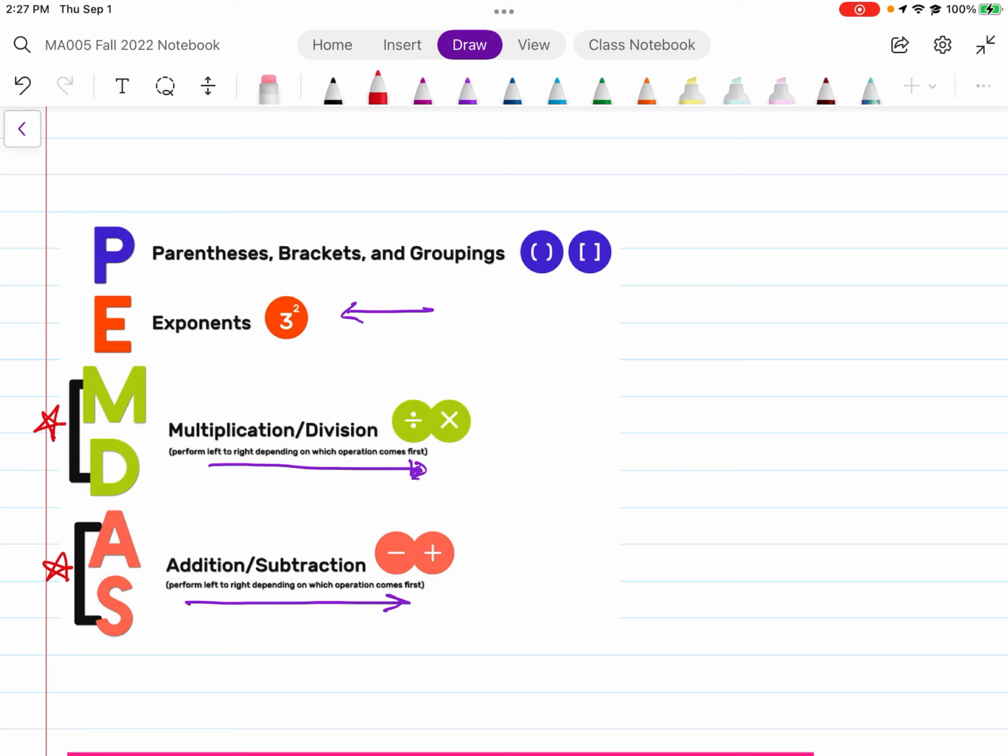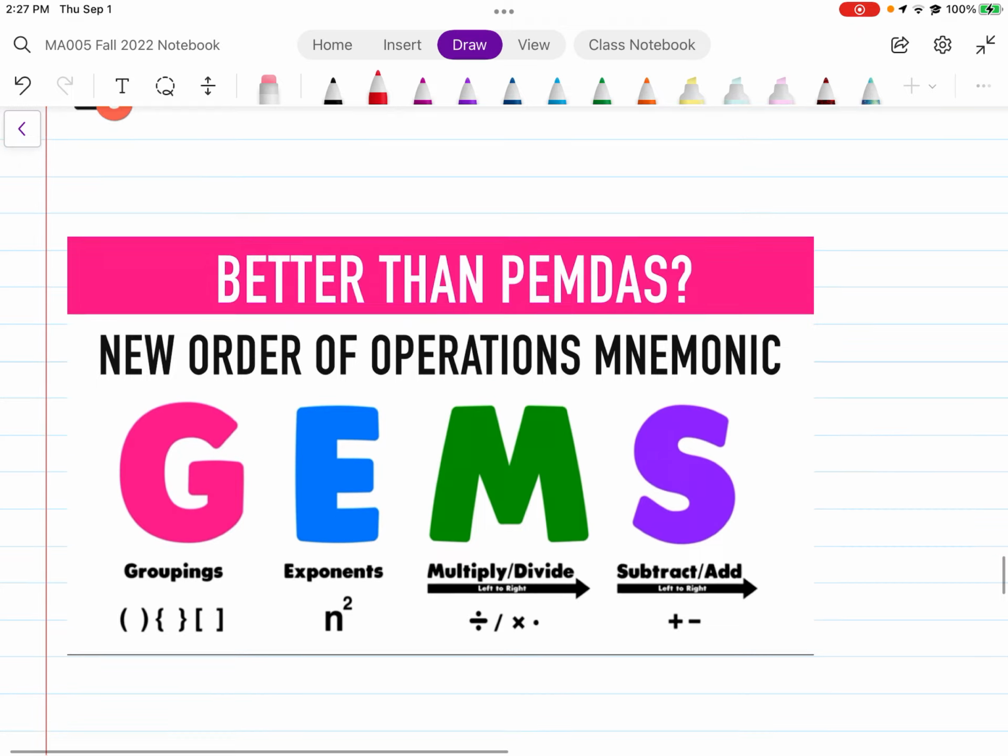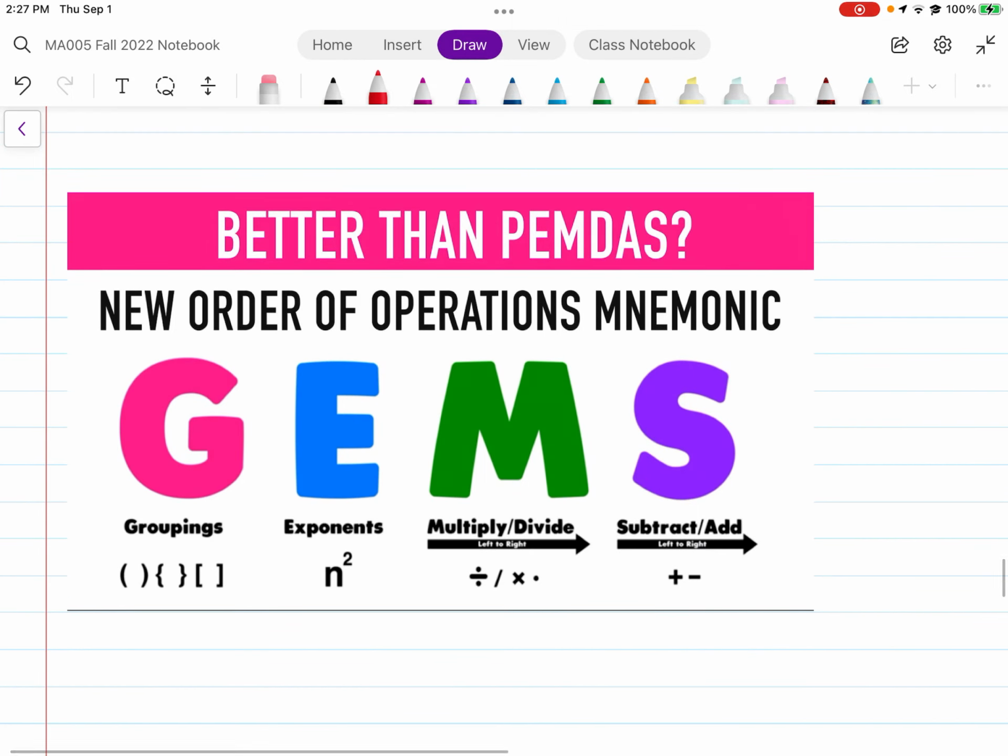A lot of people think because PEMDAS is written the way it is that multiplication comes before division. That is not true, and it will often give you the wrong answer. All right, a new way to talk about a mnemonic to remember things, instead of PEMDAS, is to use GEMS. G stands for groupings, E stands for exponents again, M stands for multiply, divide, both of them left to right, and S stands for subtract, add, left to right.